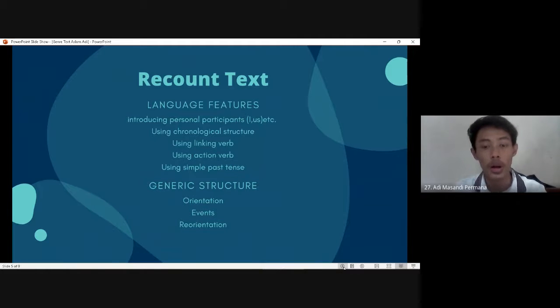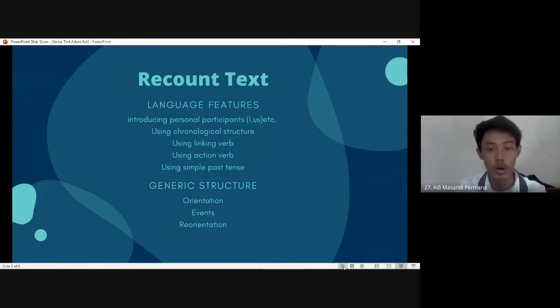What is action verb? Action verb is a verb that tells or explains someone's action. So for example, he is running, reading, or drinking. And then the next is using simple past tense again because recount text explains what happens in the past, and then it will be logical to use the past tense in the process of writing it. And then the next one is generic structure.